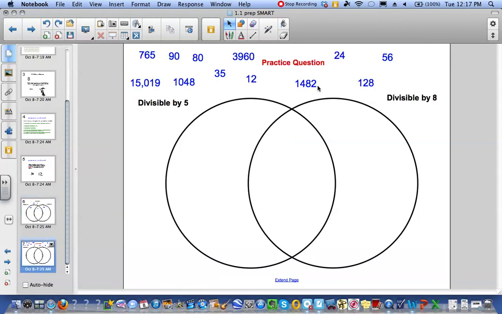So what I'd like you to do is try this question for your practice. There are 1, 2, 3, 4, 5, 6, 7, 8, 9, 10, 11, 12 numbers. I'd like you to draw a Venn diagram, one side divisible by 5, one side divisible by 8, and I'd like you to divide those numbers in.